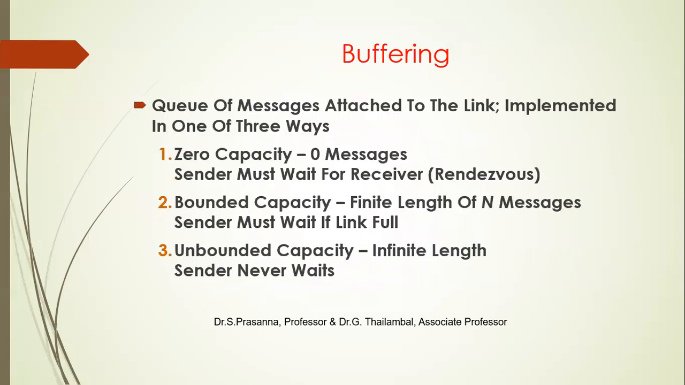What is buffering? It is a queue of messages attached to the link, implemented in one of three ways. Zero capacity means the sender must wait for the receiver to receive the message. Bounded capacity is a finite length of n messages; the sender must wait if the link is full. Unbounded capacity is infinite length; the sender never waits.